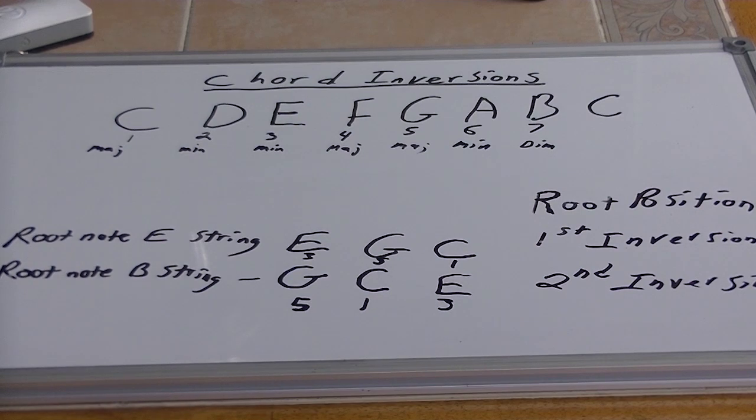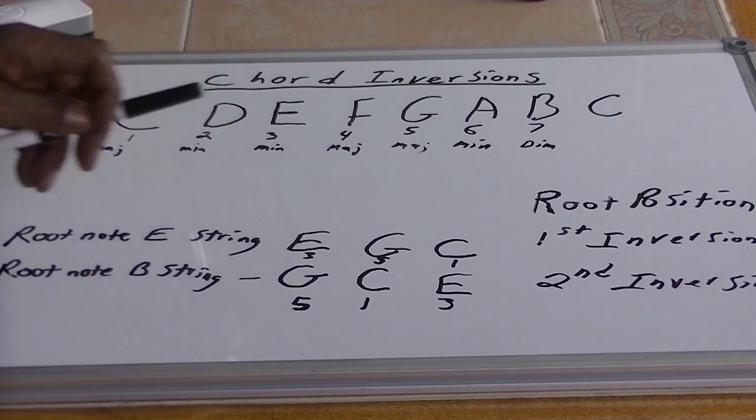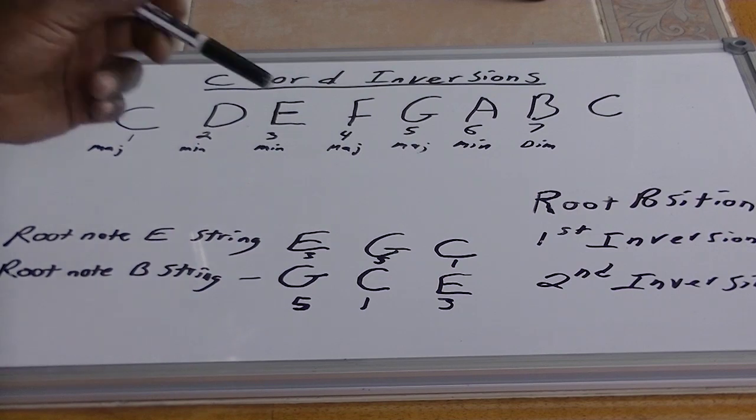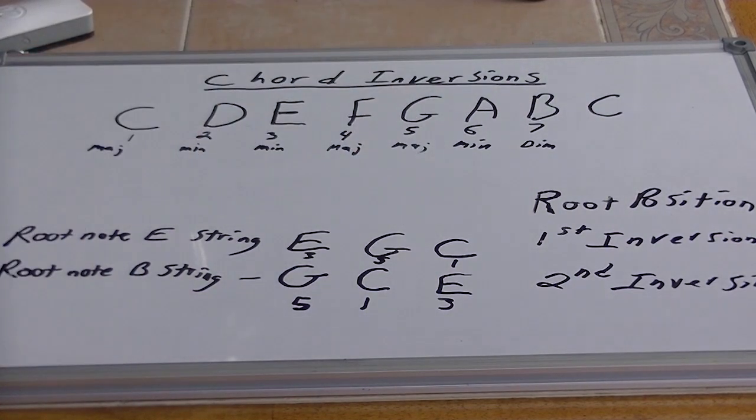What I want you to try to get your head around is that the note we are playing on the G string is now the third, the note that we are playing on the B string is the fifth, and the note that we are playing on the E string is the root note.